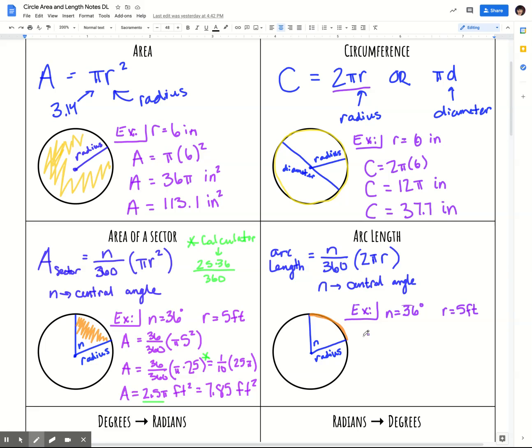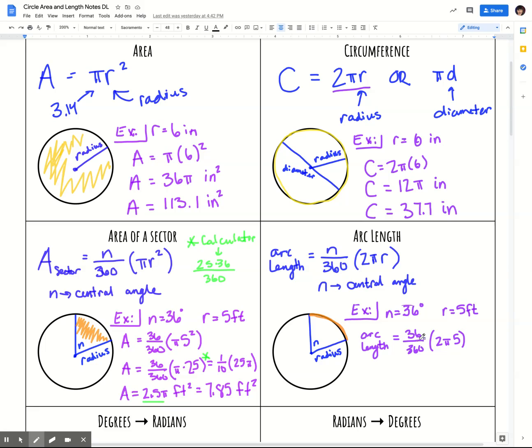Okay, so my arc length, and we don't really have just a letter that we use for arc length, just because area and arc both start with A, so it can get confusing. We usually just write out arc length. Okay, so I'm going to plug these values into my formula. So it's 36 divided by 360 times 2 pi times 5.